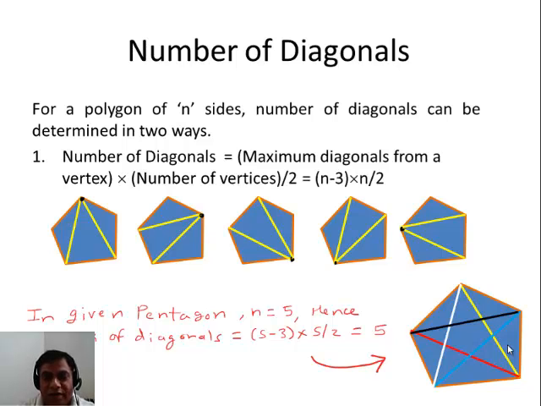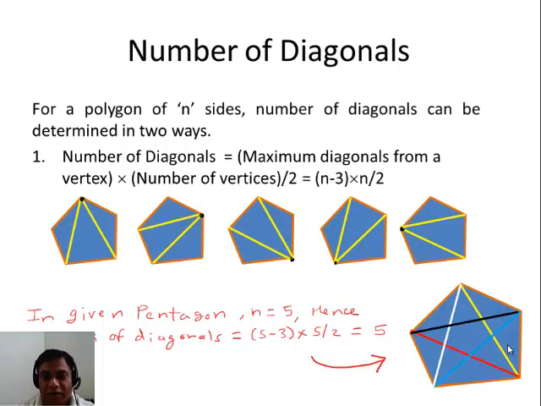In this process, every diagonal is counted 2 times. Therefore, the number of diagonals will be the maximum diagonals from a vertex multiplied by the number of all vertices, and this product has to be divided by 2. We divide by 2 because every diagonal is counted 2 times. If there are n sides or n vertices, then the maximum diagonals from a vertex is always n minus 3. Therefore, the number of diagonals will be (n minus 3) multiplied by the number of vertices, that is n, divided by 2.